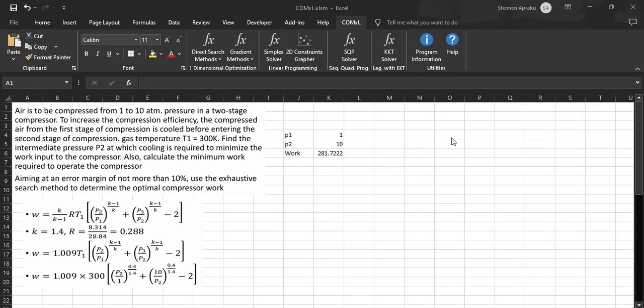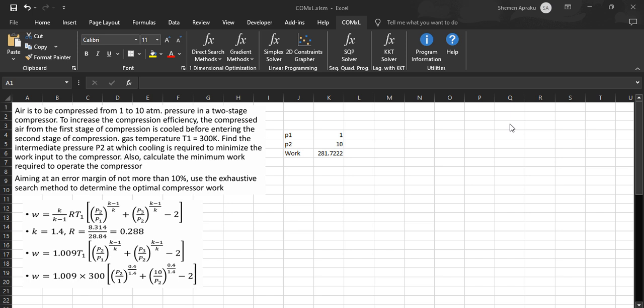In this section, we will look at how the COMxL can be used to solve a one-dimensional optimization problem. So in this worksheet, we have our optimization problem over here. It says air is to be compressed from 1 to 10 atm pressure in a two-stage compressor.